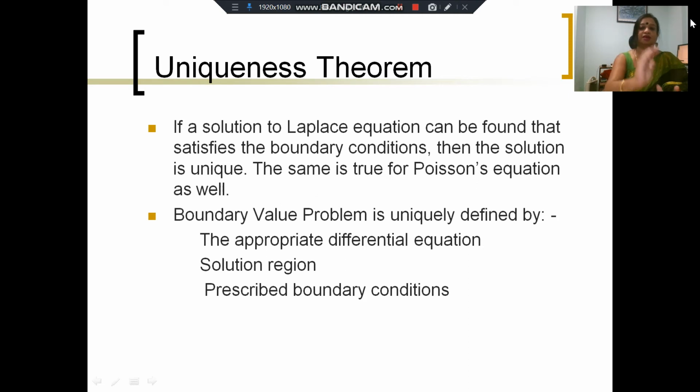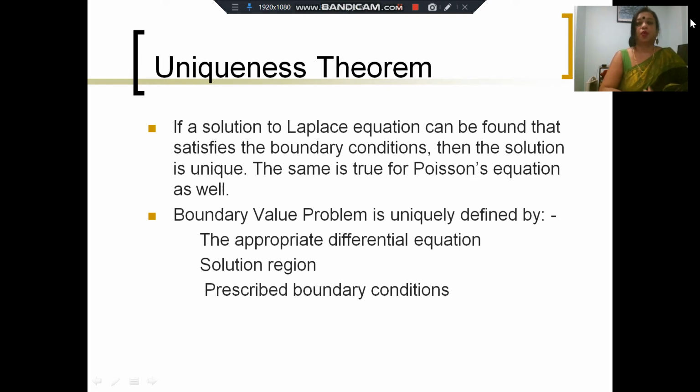And this answer comes from what is called the uniqueness theorem. If a solution to Laplace's equation can be found such that it satisfies certain boundary conditions, then the solution is unique. That means you can find only one unique solution which will satisfy the given boundary conditions for that particular region. This is also true for Poisson's equation.